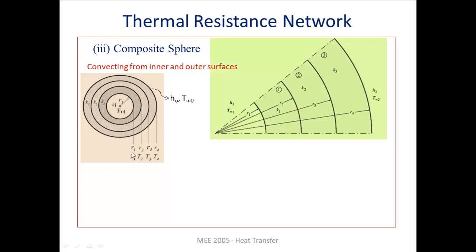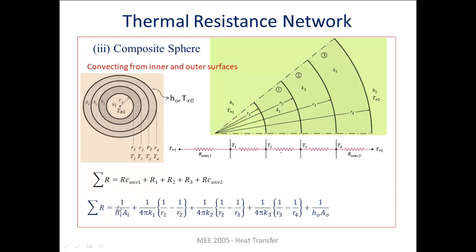The different radii are given here, R1, R2, R3, R4, and the inner surface temperature is T infinity 1, outer surface temperature is T infinity 2, and the intermediate temperatures are T1, T2, T3, and T4. So total resistance will be 2 convective resistances and 3 conductive resistances. So total resistance is given here. This is convective resistance for the inner surface. This is convective resistance for the outer surface. The conductive resistance for a sphere is 1 by 4 pi k into 1 by R1 minus 1 by R2. This is for the inner, this is the middle, and this is the outer.